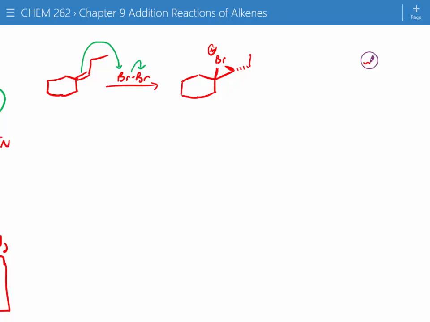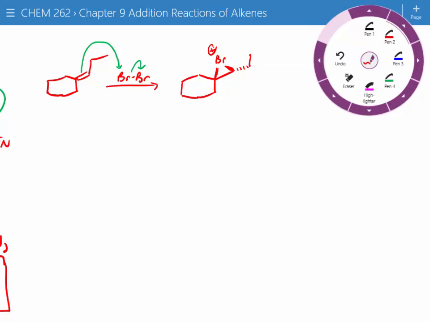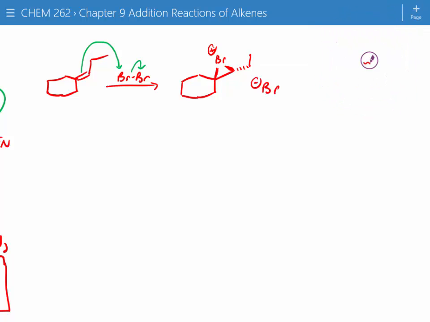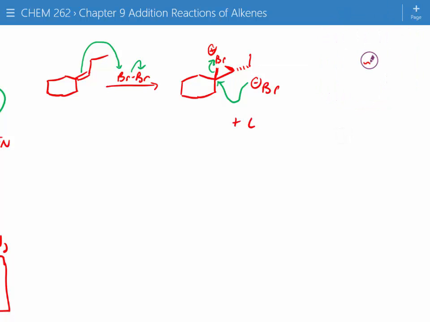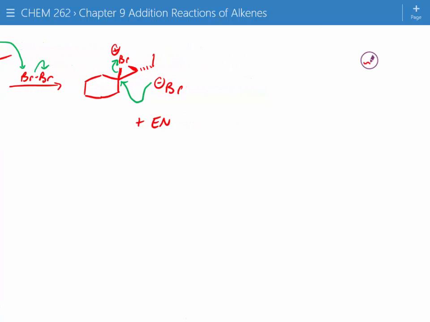Let's see, we've got 1, 2, 3. You want us to know this mechanism, right? Yep. So for this one, we've got Br minus floating around. This Br minus will add to the more substituted carbon, slingshot it open. The other thing that's important to remember is that we get the enantiomer here. The bromine can add from either face of that double bond. And then when we do that, we've got this bromine added in from underneath.